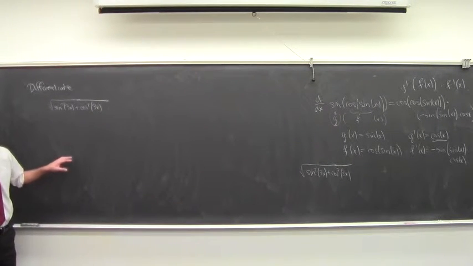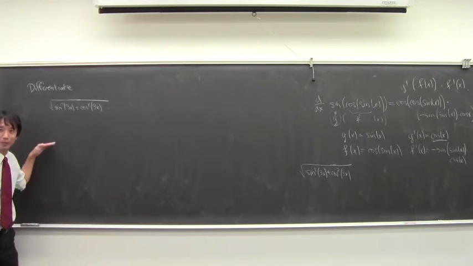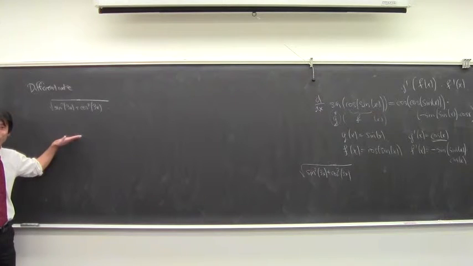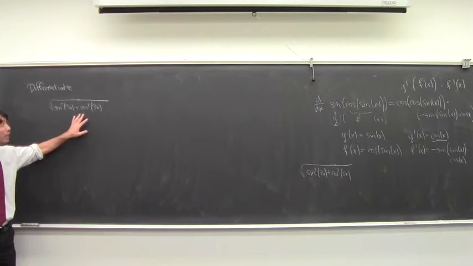Well, because sine squared plus cosine squared is 1, right? So this would be the square root of 1. So we're asking for the derivative of 1. What's the derivative of 1? 0, right? It's a flat function. Okay, trick question.